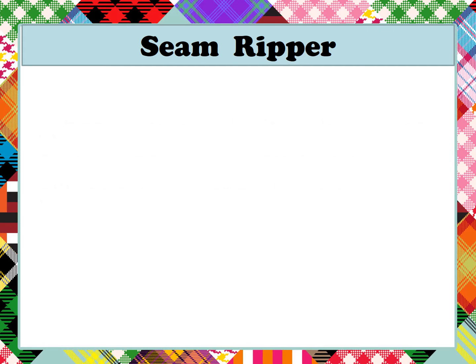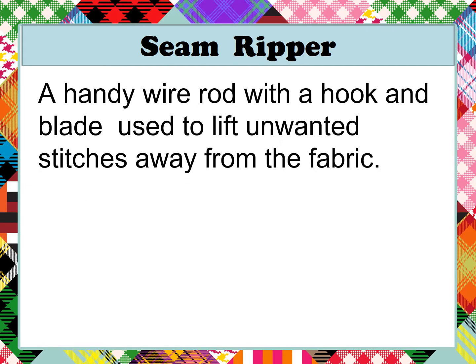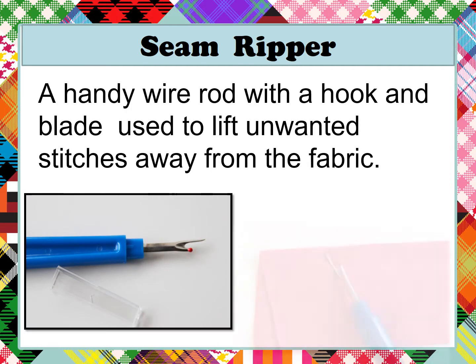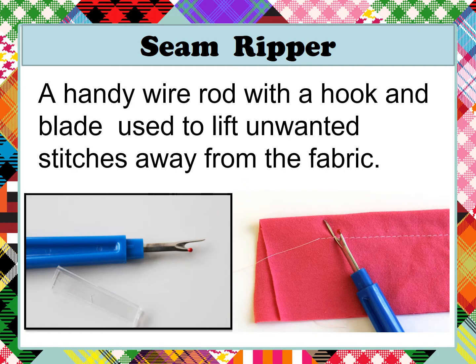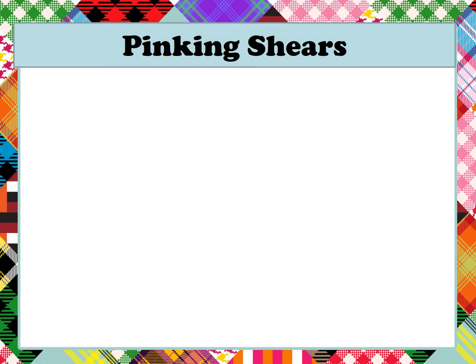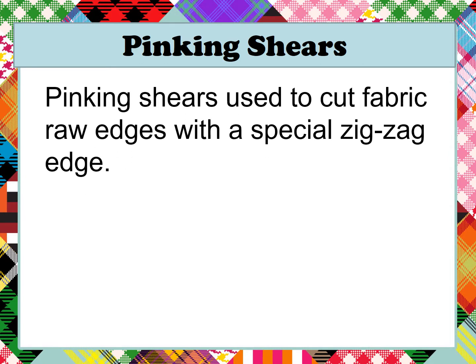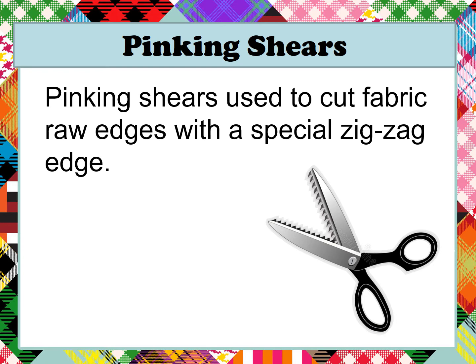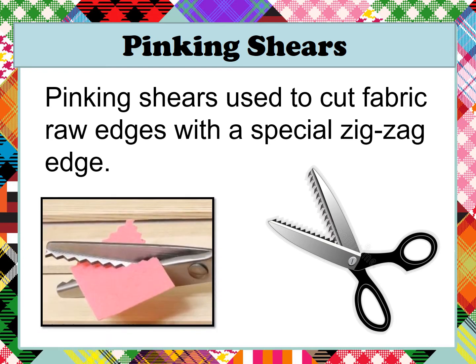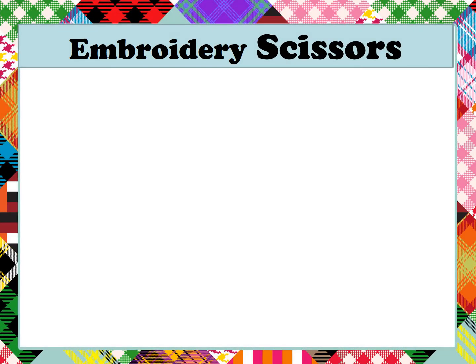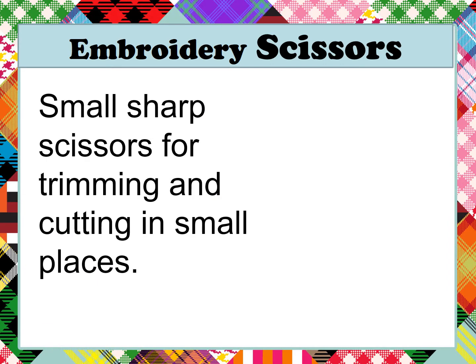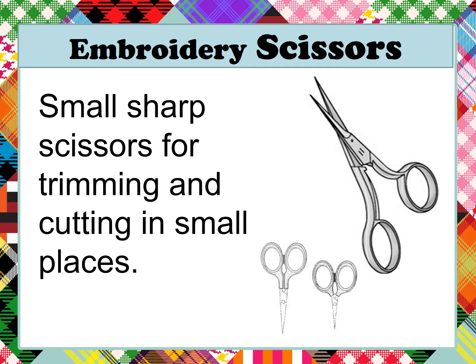Let's look at seam rippers. Seam rippers, a handy wire rod with a hook and a blade used for lifting unwanted stitches away from the fabric. Let's look at pinking shears. Pinking shears are used to cut raw edges with a special zigzag edge, as you can observe in the diagram below. What are embroidery scissors? Small, sharp scissors for trimming and cutting into small areas. They are very sharp, so you are to be careful.